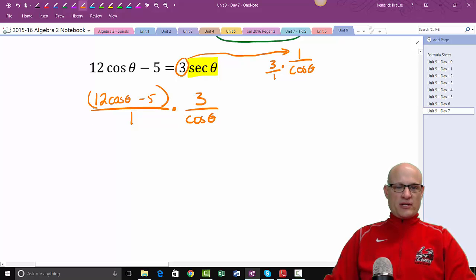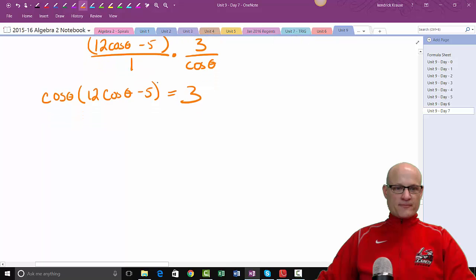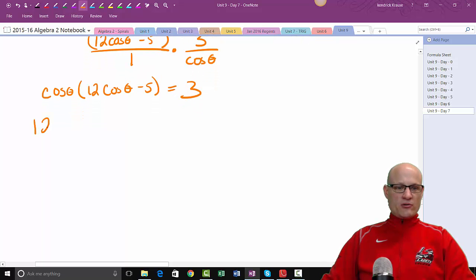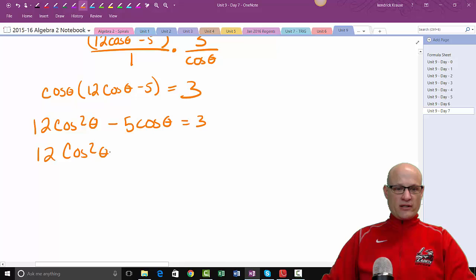Now we're going to cross multiply. So I'll spell this out. We're going to get cosine theta times 12 cosine theta minus 5 equals 3. Just cross multiplying. Now I'm going to distribute, so I get 12 cosine squared theta minus 5 cosine theta equals 3. Now I'll bring the 3 over. 12 cosine squared theta minus 5 cosine theta minus 3 equals 0. Now we got to factor.